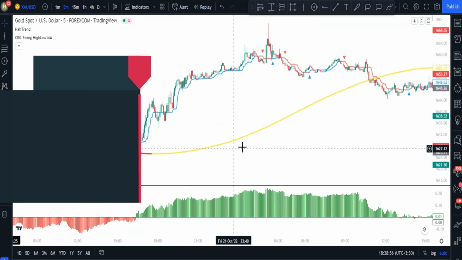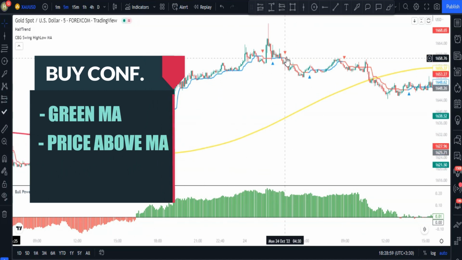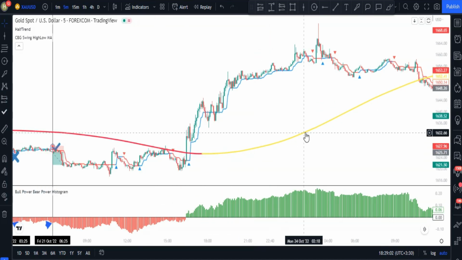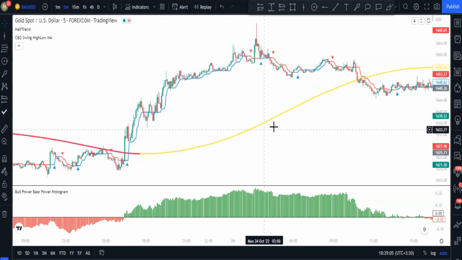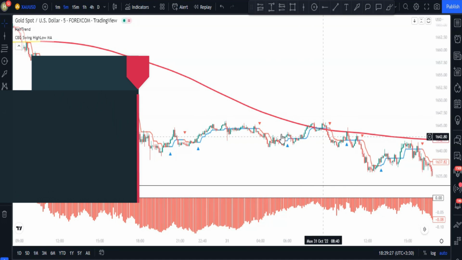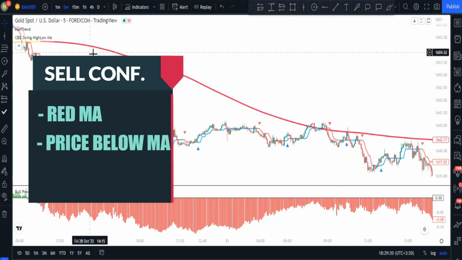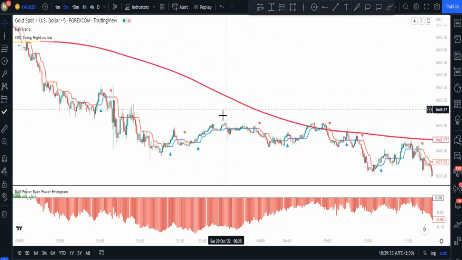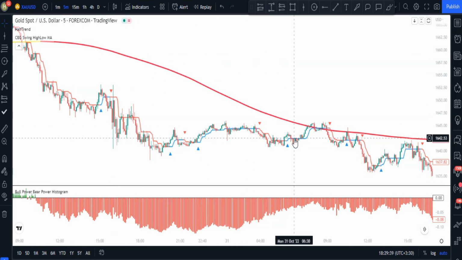So whenever the moving average is green and the price action is above it, our long signals are confirmed. And whenever our moving average is red and the price action is below the moving average, our short signals are confirmed. Now let's move on to the exact rules for entering long and short trades.